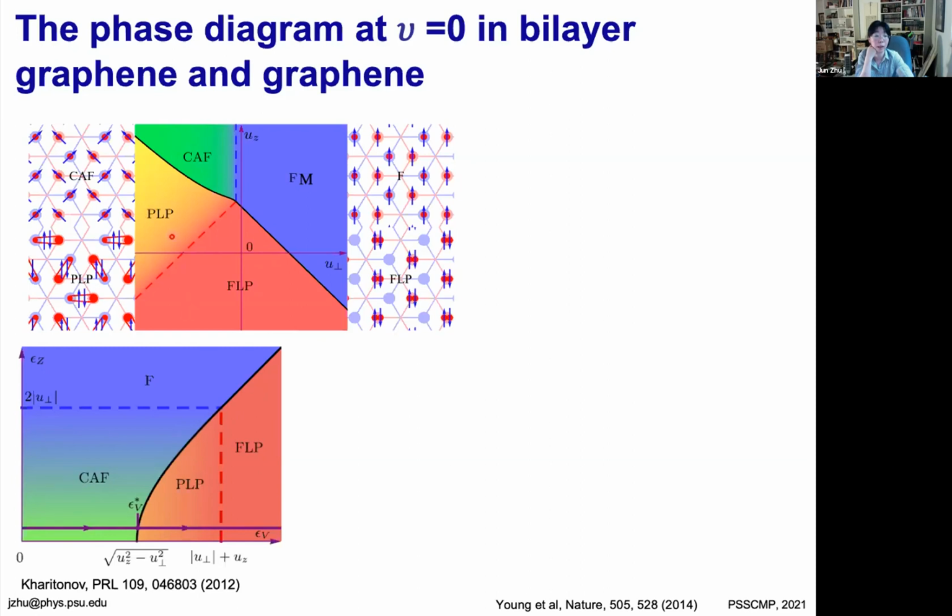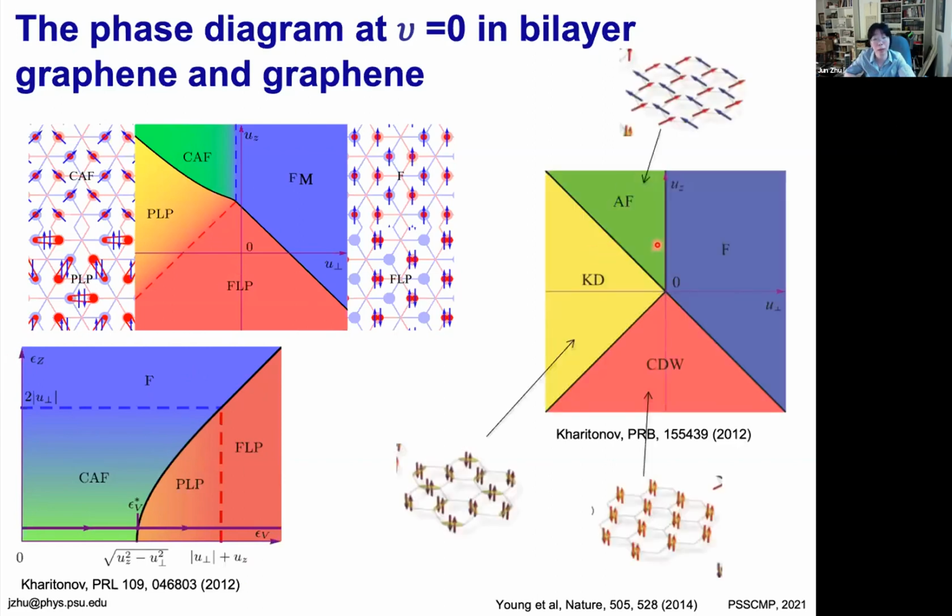That's partial polarization, full polarization. We can't really tell from experiments. This is a crossover. The solid line is a phase transition, a first order phase transition. And this diagram can in fact be tuned by external parameters. E_V is the valley Zeeman energy, and E_Z is the spin Zeeman energy. Right? So this is what it looks like in bilayer graphene.